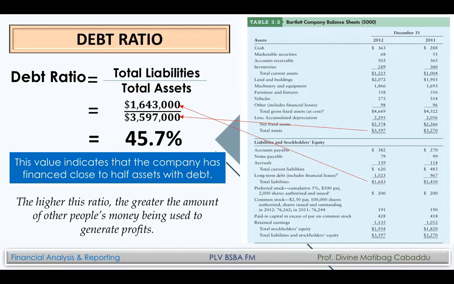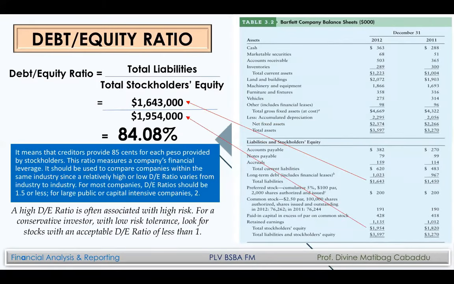Now, stability ratio, or also known as debt ratios. So the formula is total liabilities divided by total assets is 45.7%. What does it mean? 45%, or almost 46% of your total assets is financed by your creditors, nanggaling sa utang. So that means to say, kahit hindi ka na mag-compute ng equity ratio, makikita mo dyan na more than 50% of your total assets ay contributed by the owners or galing dun sa equity. So the higher this ratio, the greater the amount of other people's money being used to generate profits, or also known as leveraging.